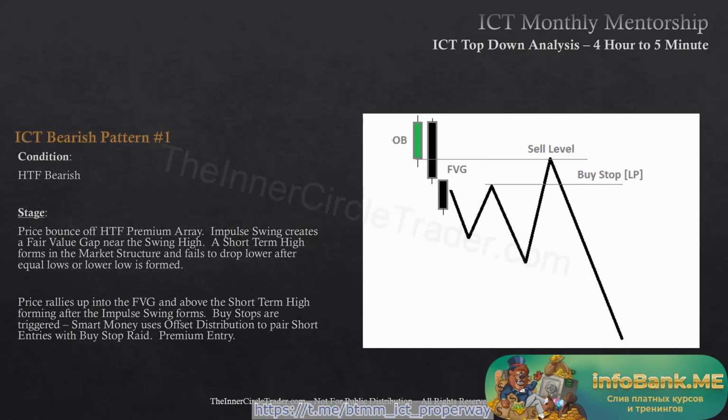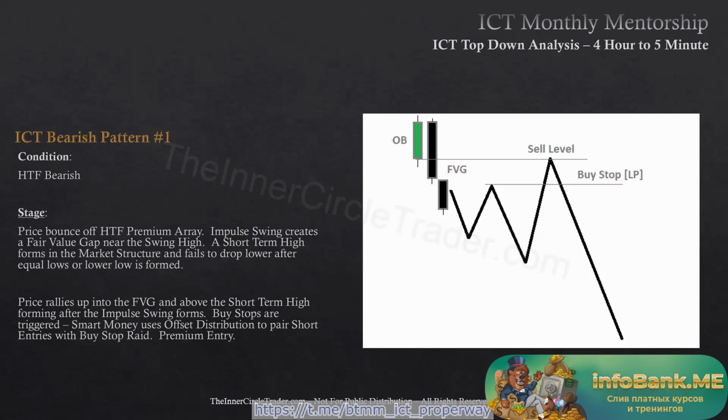Okay, this is ICT bearish pattern number 1, and the condition is obviously higher time frame is bearish, and the stage or pattern is this: price bounces off of a higher time frame premium array, an impulse swing creates a fair value gap near the swing high. A short-term high forms in the market structure and fails to drop lower after equal lows or a lower low is formed. Price rallies up into the fair value gap and above a short-term high forming after the impulse swing forms. Buy stops are triggered. Smart money uses offset distribution to pair short entries with buy stop rate premium entry.